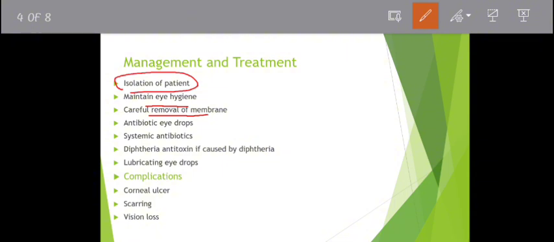Antibiotic eye drops are given, because it is a bacterial conjunctivitis. Systemic antibiotics and diphtheria antitoxin are given if the patient has diphtheria. Lubricating eye drops keep the eye moist. The complications that can be caused by true membranous conjunctivitis are corneal ulcer, scarring and loss of vision.